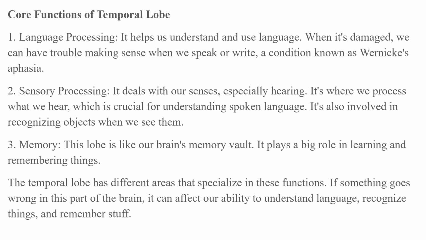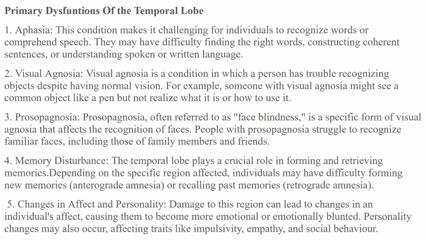Okay, so the temporal lobe has different areas that specialize in these functions. Like for memory, usually the hippocampus is there. Then, if something goes wrong in this part of the brain, it can affect our ability to understand language, recognize things, and remember stuff. Okay, then moving on, two primary dysfunctions of the temporal lobe.